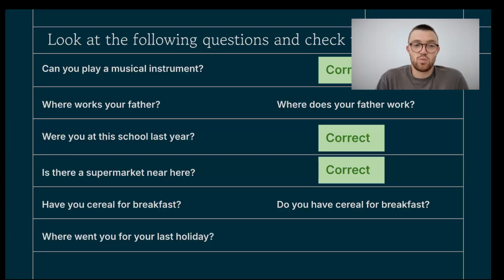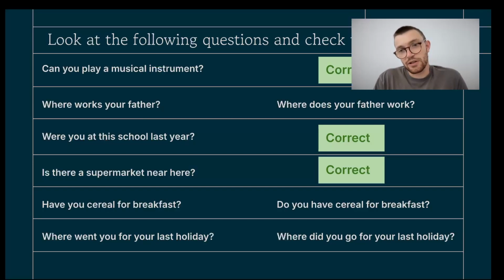There we go. Then the last question there, where went you for your last holiday? So this is the same, even though it's not the present simple. Where went you for your last holiday? Where did you go for your last holiday? We need an auxiliary verb in there. Where did you go for your last holiday? One thing to notice is that even though this is about the past, the verb go is kept in the present. It is kept in the infinitive. The bit that goes to the past, there's only one bit that goes to the past, and that is the auxiliary verb. So, where did you go for your last holiday?